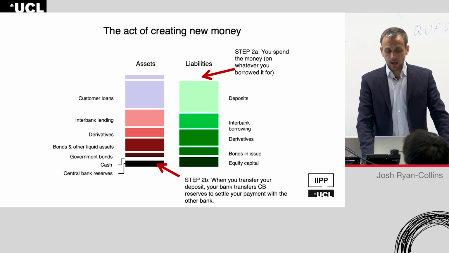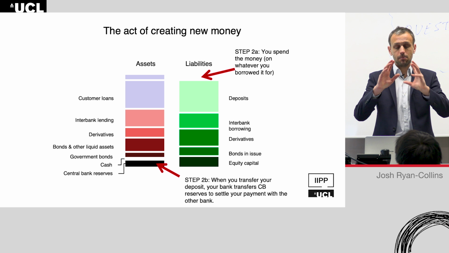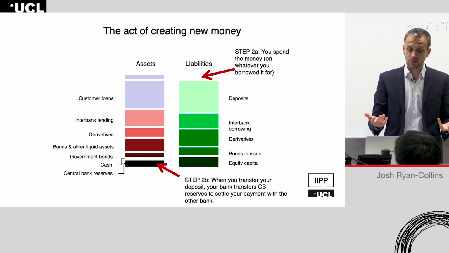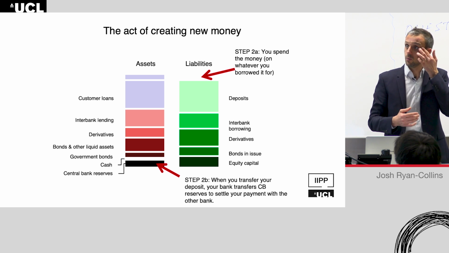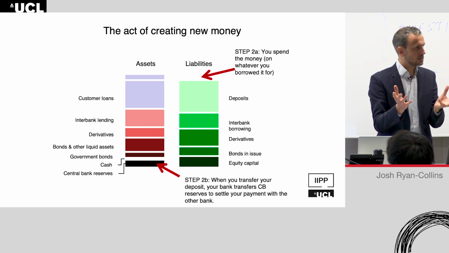Now, when you transfer your deposit, what happens is the bank, which has reserves with the central bank, transfers central bank reserves to settle your payment with that other bank. So essentially, we have two circuits of money. It's the best way to think about it.